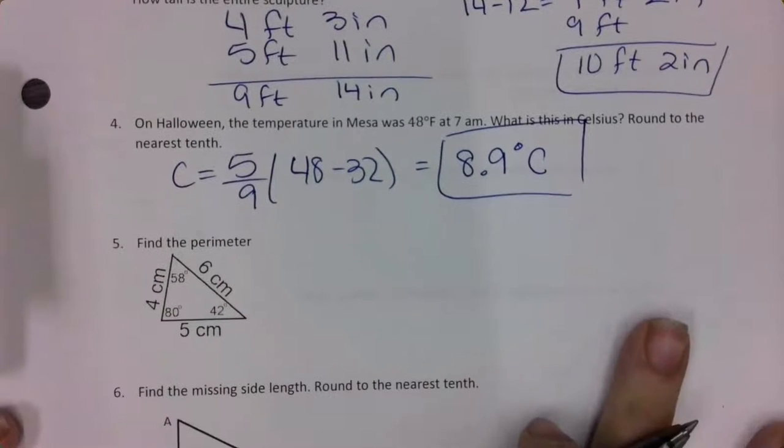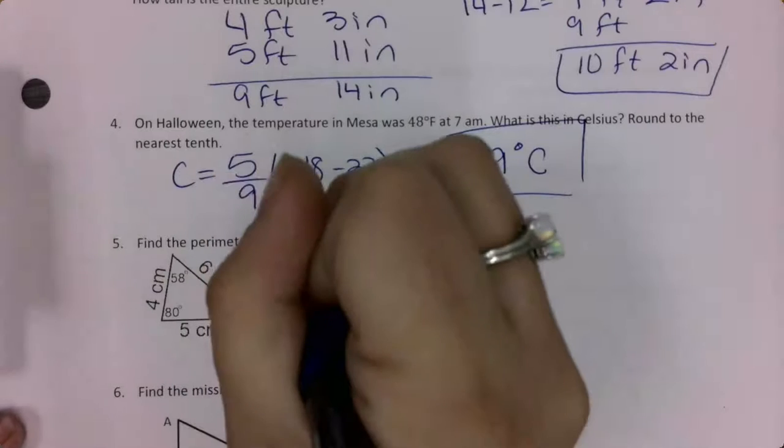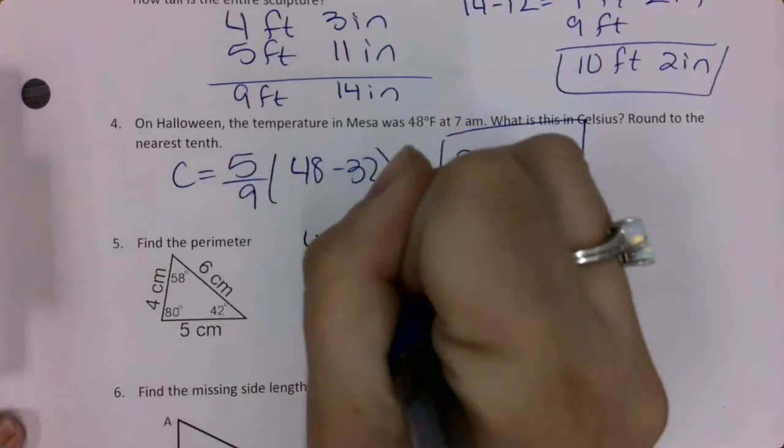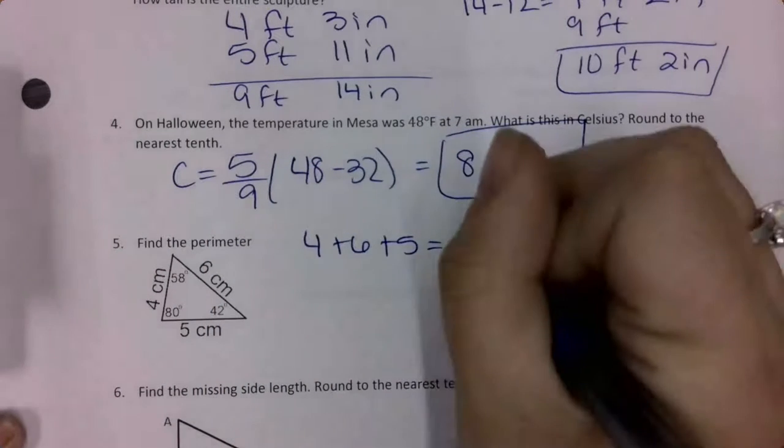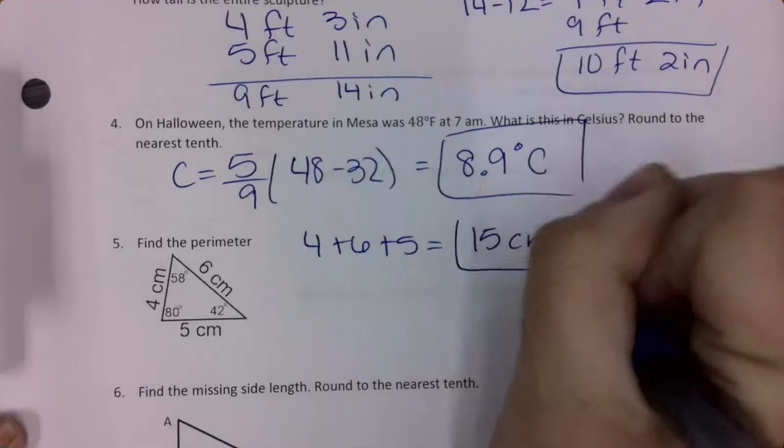Number 5 wants me to find the perimeter. This is just adding up all of the outside numbers. So I have 4 plus 6 plus 5, which gets me 15 centimeters.